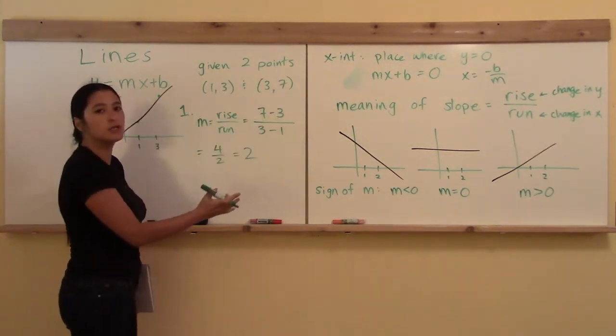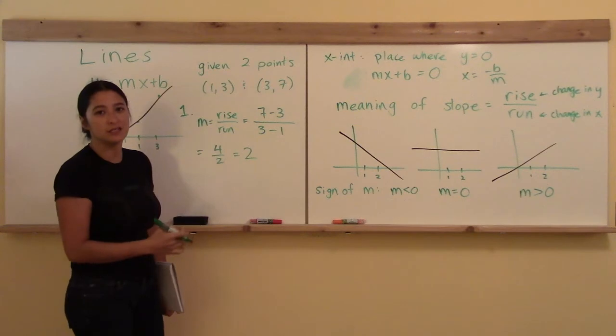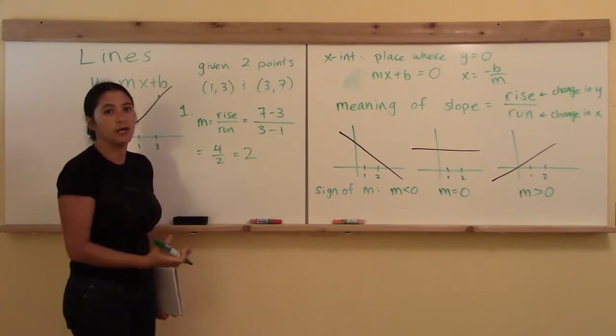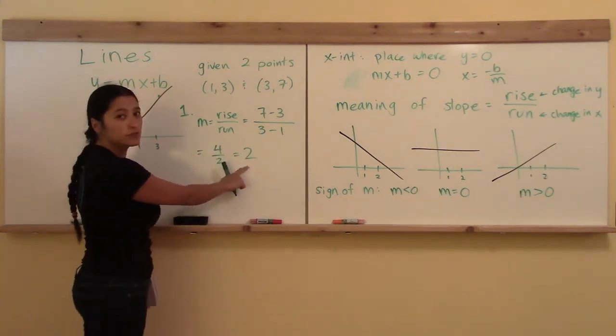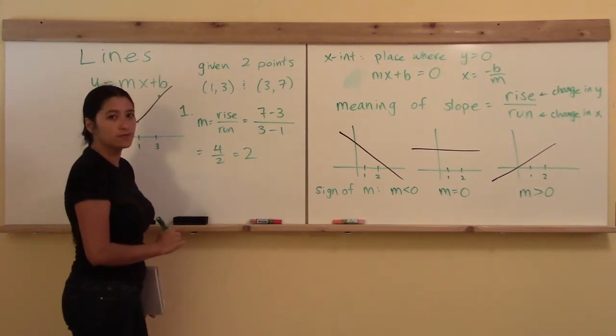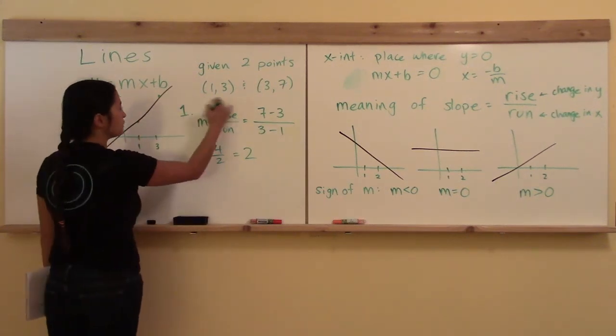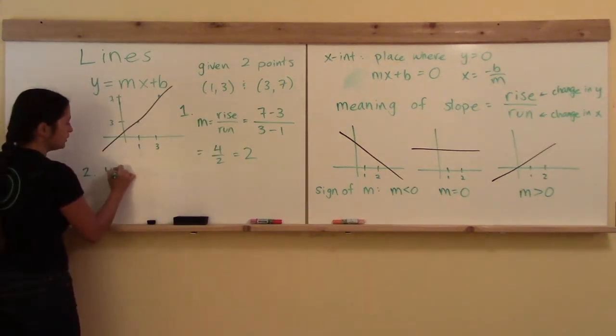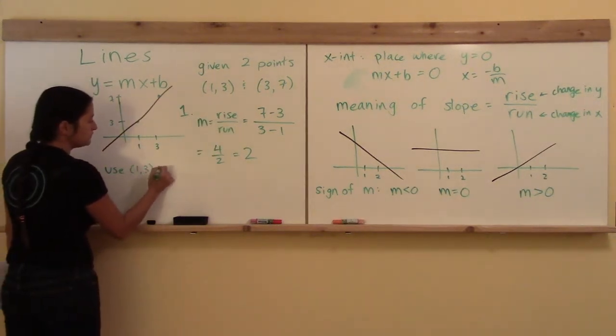You don't need them both, but I'll use them both to show you that you get the same answer no matter which one you pick. And you need your answer from step number 1. You need the m that you just found. That's why you go and get that first. Okay, so I'll just use this first point. I'm going to use the point 1, 3.